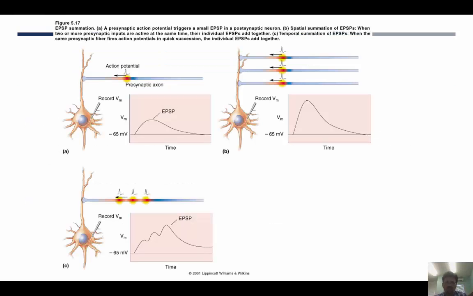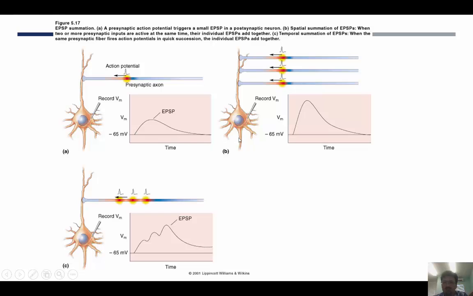So let's look at the top left-hand corner of this image. Here we see a simple process of synaptic transmission taking place. Here we have the presynaptic neuron, and here we have the postsynaptic neuron. Because of synaptic transmission, when an action potential arrives in the presynaptic neuron, synaptic transmission takes place, and you can record an excitatory postsynaptic potential in the postsynaptic neuron with your electrode right here.